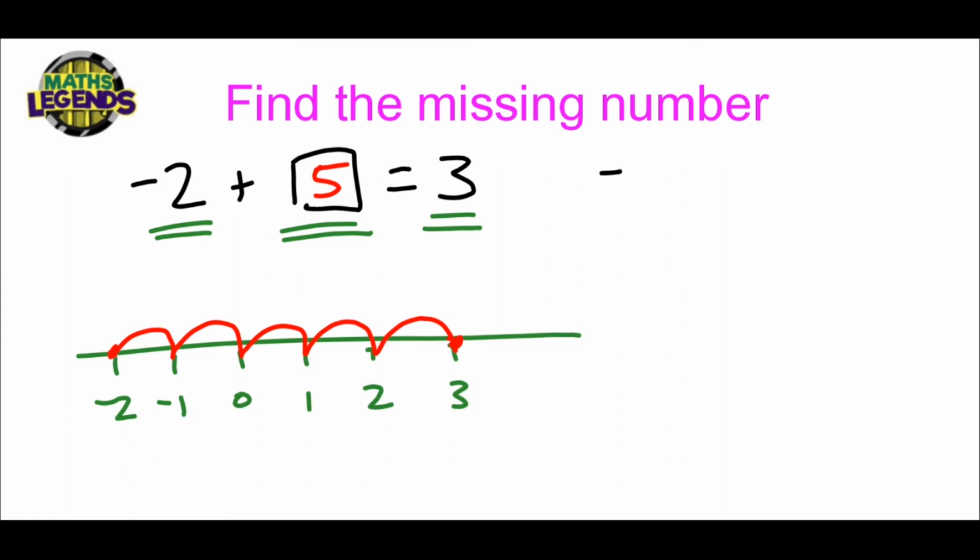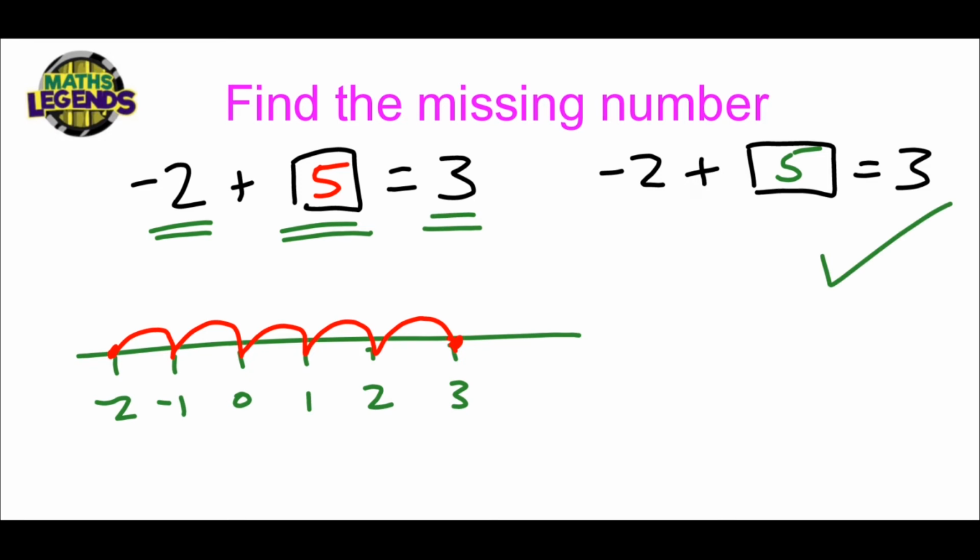Using our trial and error method, we can also solve the same equation. So let's try 4. So minus 2 plus 4 is 2. So we haven't gone far enough. So we need something bigger than 4. So let's try 5. So minus 2 plus 5 is equal to 3. So we have the right answer.